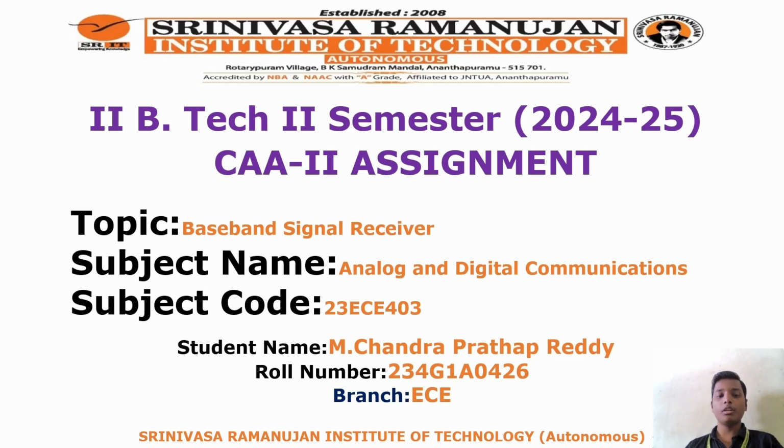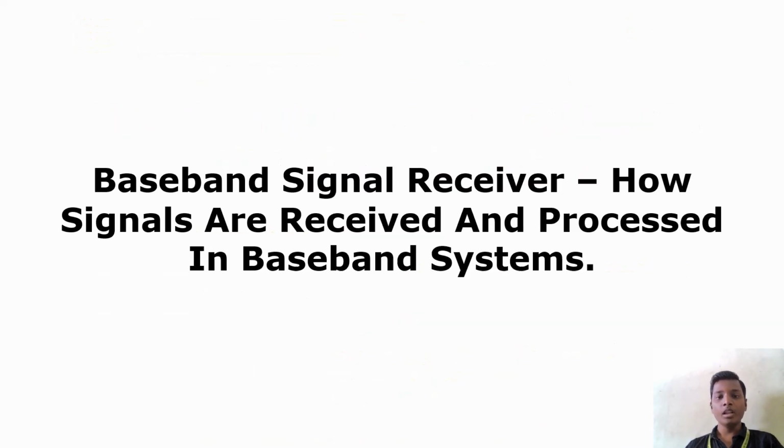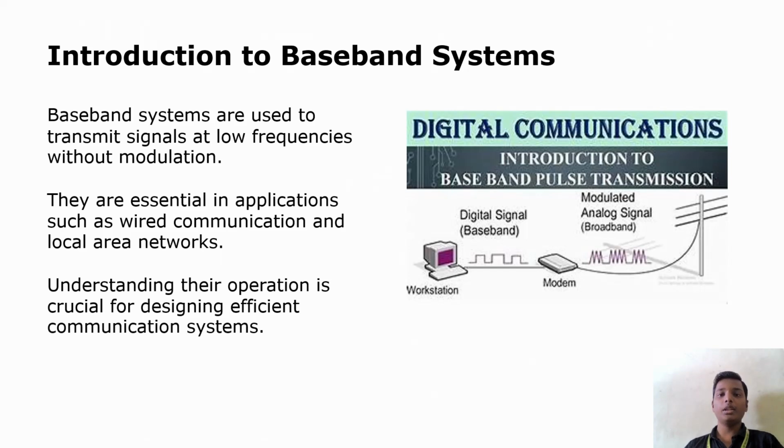Today we are discussing baseband signal receivers from the subject Analog and Digital Communications. We will see how signals are received and processed in baseband systems. Introduction to baseband systems: baseband systems are used to transmit signals at low frequencies without modulation. They are essential in applications such as wired communication and local area networks. Understanding their operation is crucial for designing efficient communication systems.